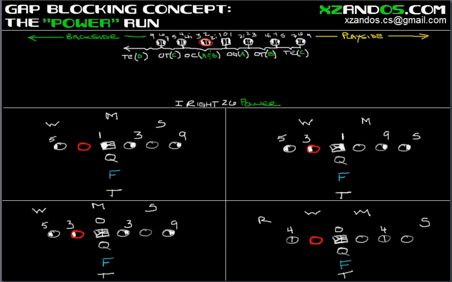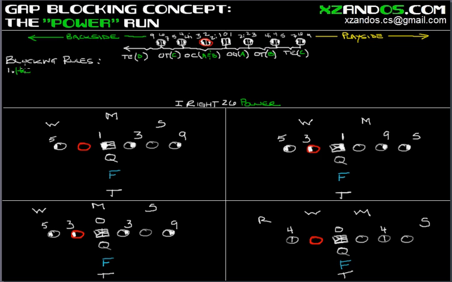Okay, let's start talking about the rules and how we're going to block this. So this portion, I'm just going to write blocking rules. Okay, blocking rules, and basically the offensive linemen are going to follow these rules in order of precedence, meaning the first rule is the most important. And so the first rule says we are going to ask ourselves, if we are an offensive lineman, do I have anybody head up on me?